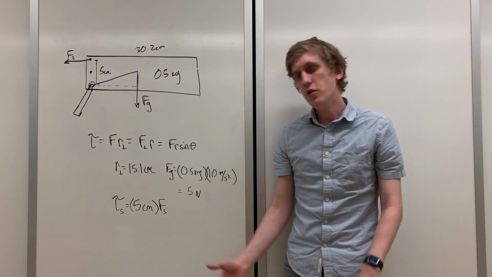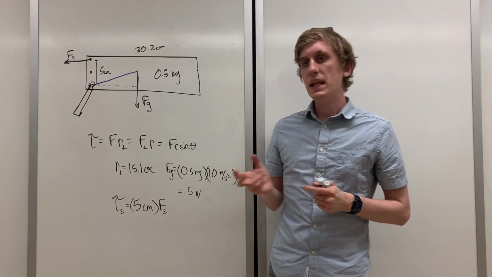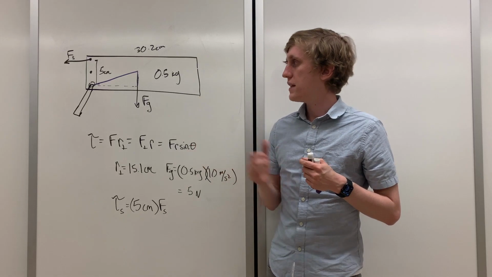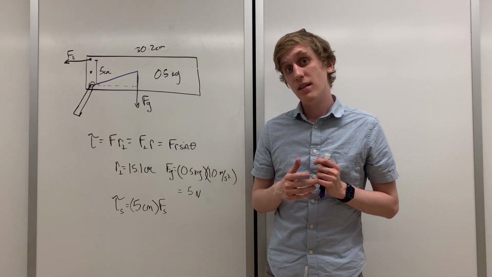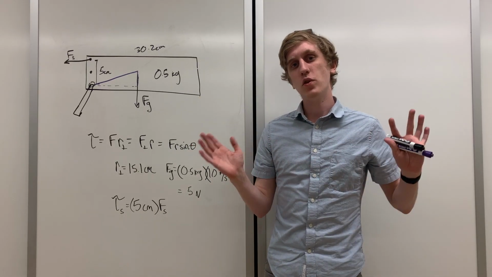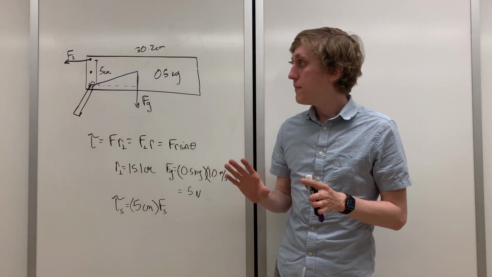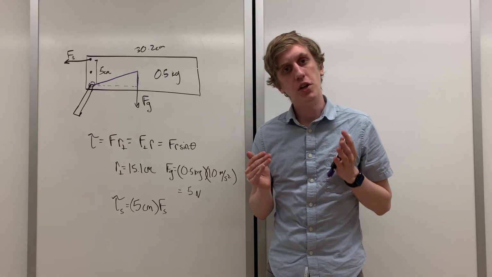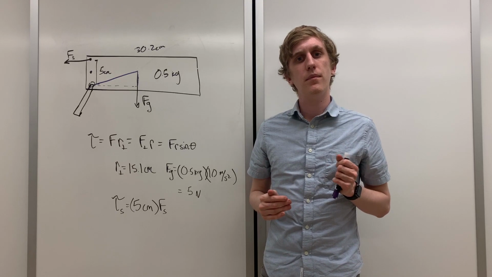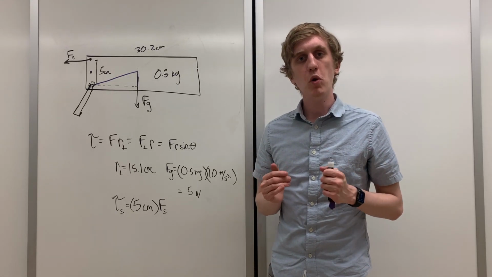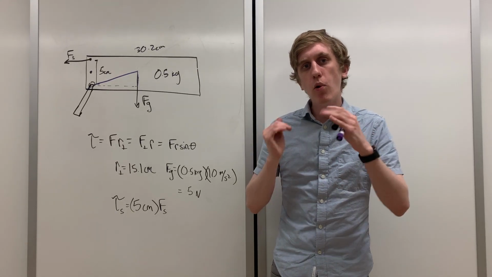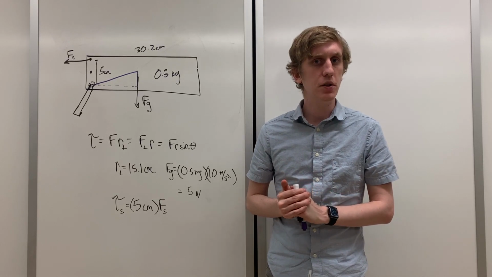But what do we do with these numbers? Well, let's think for a moment about what this object is doing. Actually, that's sort of a tricky way of saying it. The object is not doing anything. It's just sitting there. So if the object is not rotating, then what do all the torques on the object have to add up to?